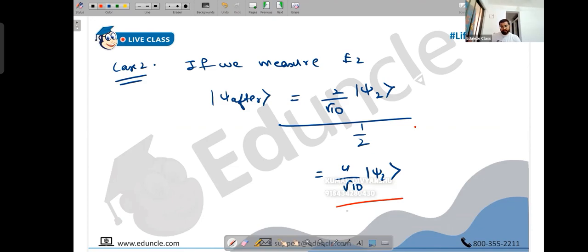So now if I worry about the probability, this is not normalized obviously. So that would be 4 upon root 10 square, the whole upon, that would be 16 by 10. Now, probability that I will have even value and probability that I will have E2 value. 2 possibilities.